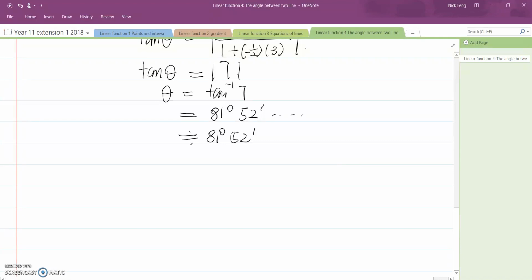Okay, so let's take a look at another example. This one is a little bit more complicated, but it should be fine. Now, let's find the angle of the triangle.